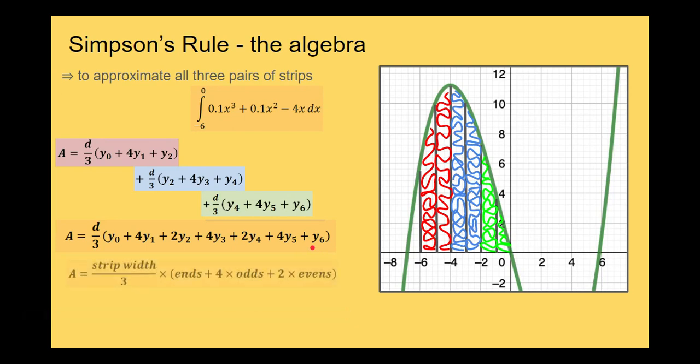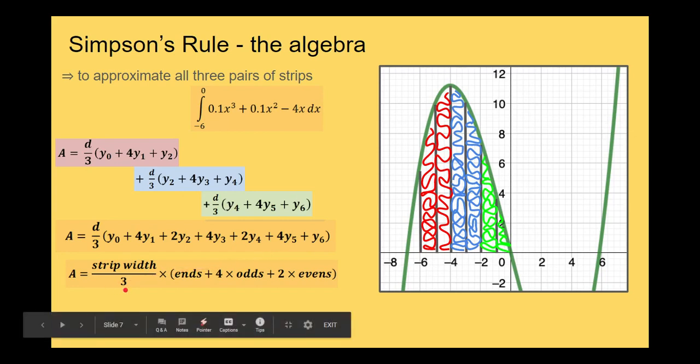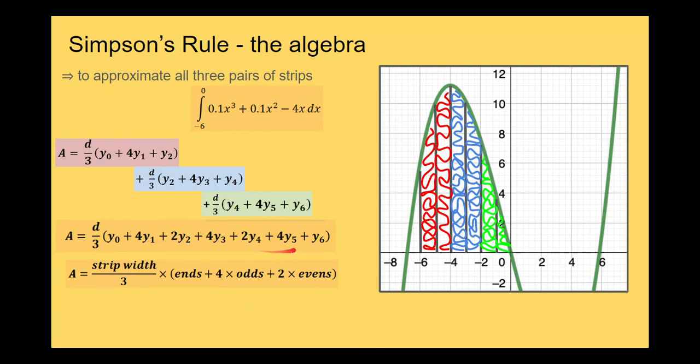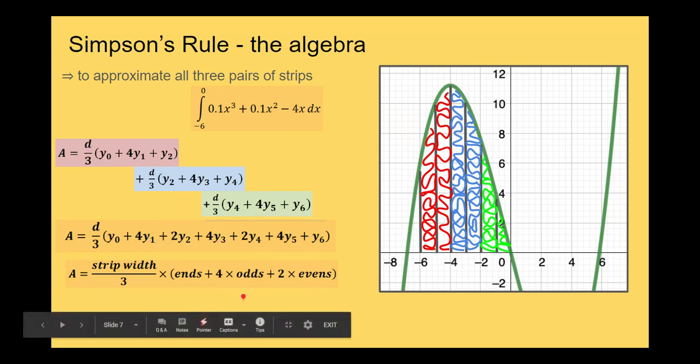A nice way of remembering this is like this. We've got the strip width divided by 3, and then the ends, that's the first and the last, just get 1 of them. We've got the sum of them though. For the odds, y1, y3, y5, we've got 4 lots of each of those. And then for the even values, y2, y4, 2 of them.